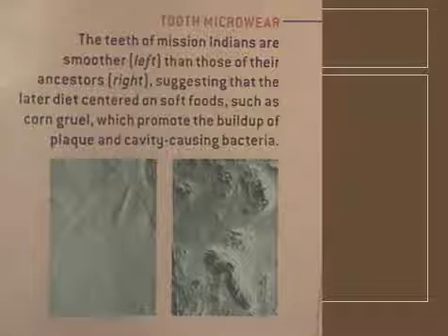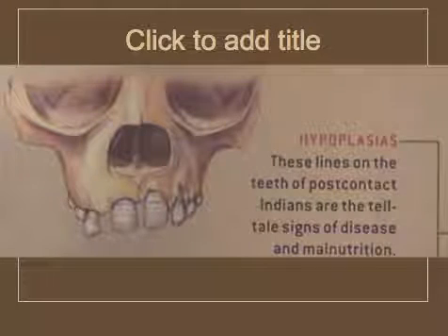From that starchy diet of more corn, they ended up with more plaque and more cavities, which is something that we have to worry about today, but they didn't have to worry about as much before the Spanish because their diet was more varied. But once the Spanish were there, again, in many, many ways their health was declining.